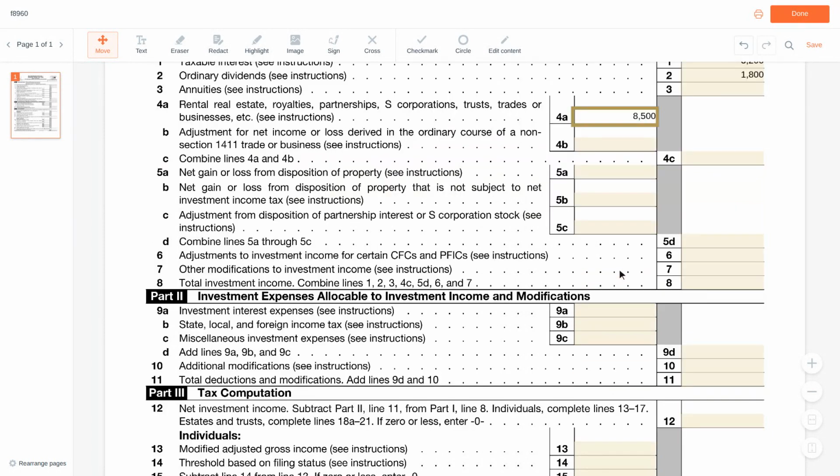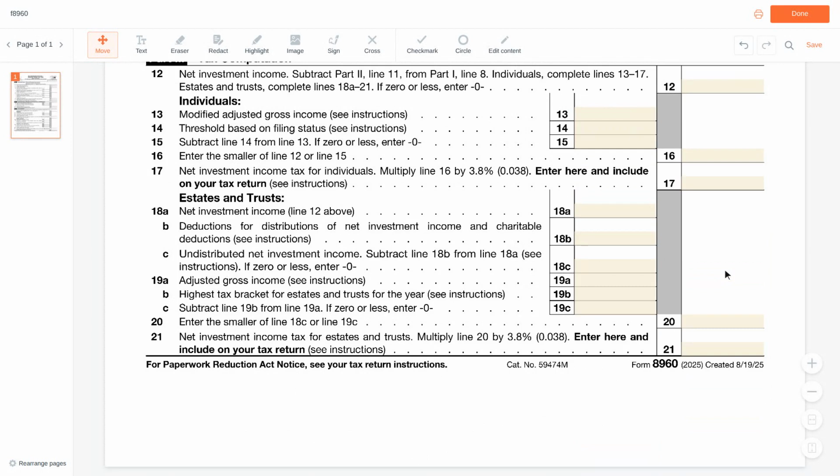Part 2 compares your modified AGI to the threshold. The lesser of your net investment income, or the amount over the threshold, is the base on which the 3.8% tax is applied. Part 3 shows the actual tax, which is then carried to your Form 1040.